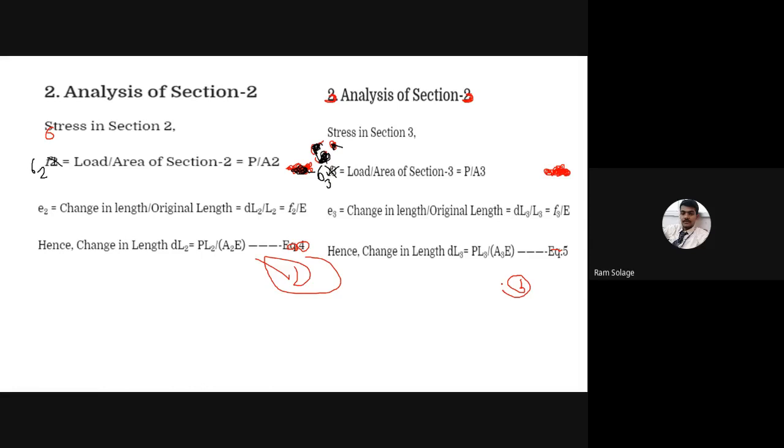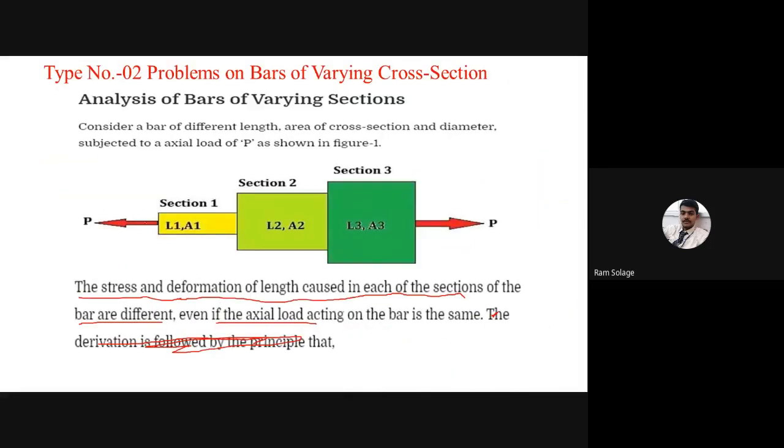Now, I will ask the question for all students. We have calculated stress in each section. We have calculated strain in each section. I want to find out the total extension of this section, or total deformation of this section. We are applying the common force on that body. I want the total deformation, with notation delta L. How to calculate the total deformation of all sections?